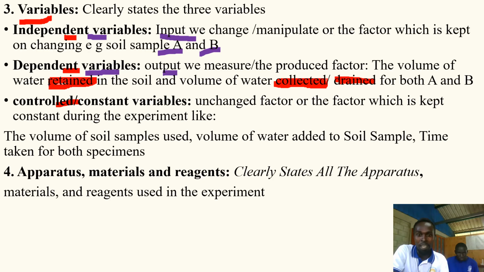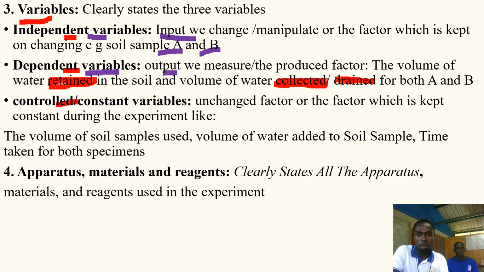Dependent variables, we are going to consider the amount of water, the volume of water retained. That's number 1. Number 2, the amount of water collected or drained from the soil samples. Both soil samples could have drained some water, but at different amounts, in varying amounts.